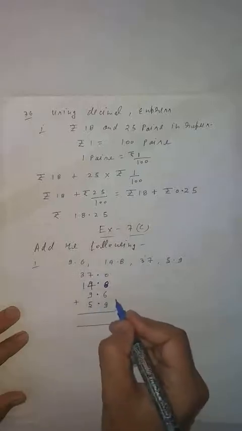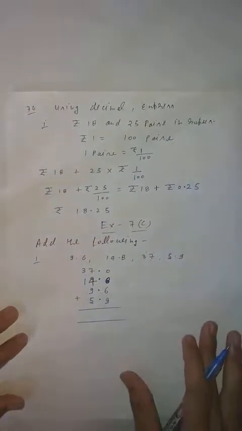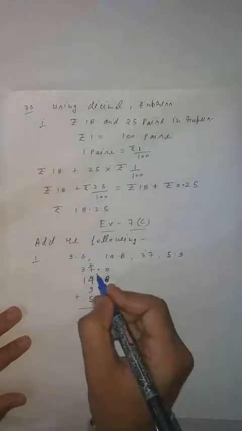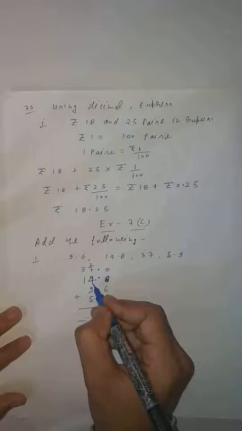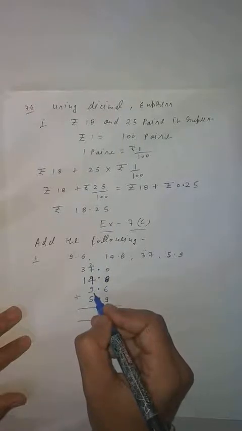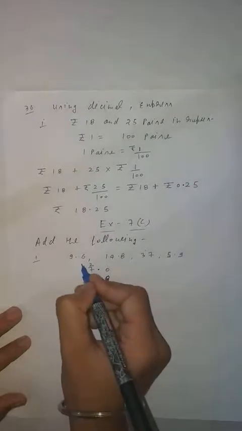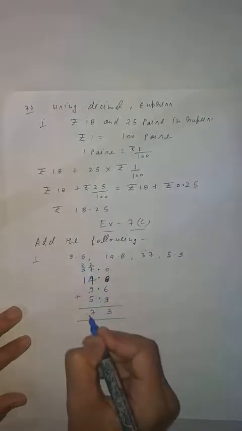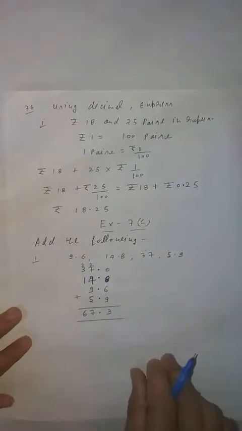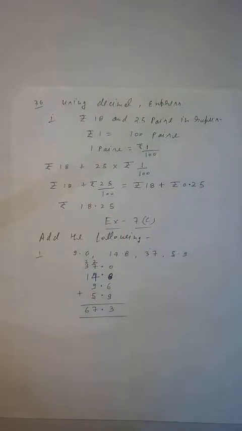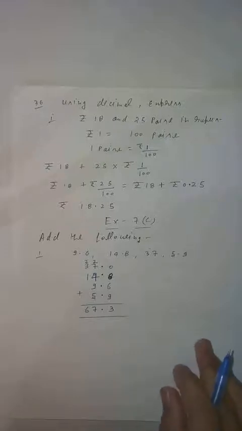So simply add it. 8 plus 6 14, 14 plus 9 23. Okay? Carry 2. 7 plus 2 9. 9 plus 4 13, 13 plus 9 22, 22 plus 5 27. Carry 2. 3 plus 2 5. 5 plus 1 6. Clear, student? So this is your simply addition. Addition, you know that simply you have to add. You don't have to do anything. Clear? Okay. Now come to the next question. Okay, student?